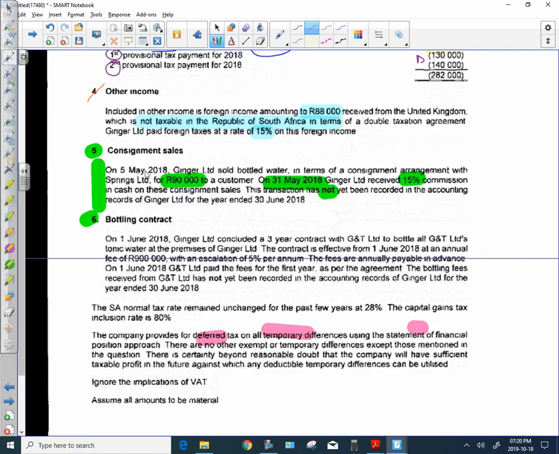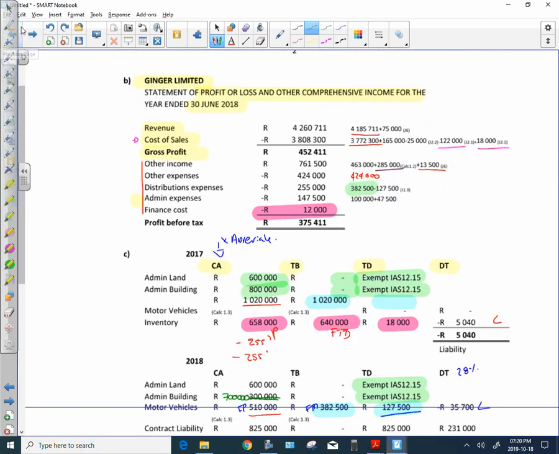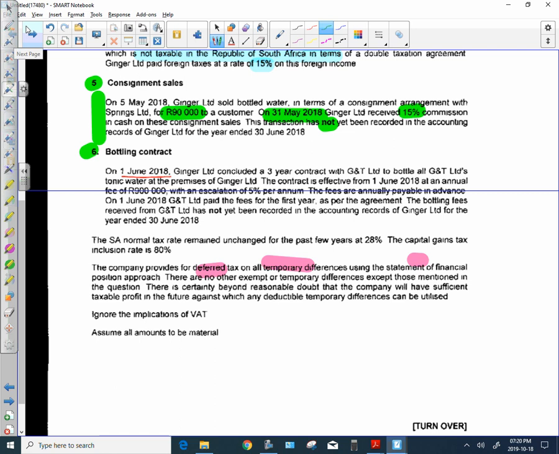Right, and then the next one was on the 1st of June 2018, Ginger concluded a 3-year contract. Okay, let's go to the timeline. We're going to need it. 1st of June 2018, that was 1 month before the year end. We concluded a 3-year agreement with G&T to bottle all G&T Limited's tonic water at the premises of Ginger Limited. The contract is effective on the 1st of June 2018 at an annual fee of 900,000 with an escalation of 5% per annum. The fees are annually payable in advance.